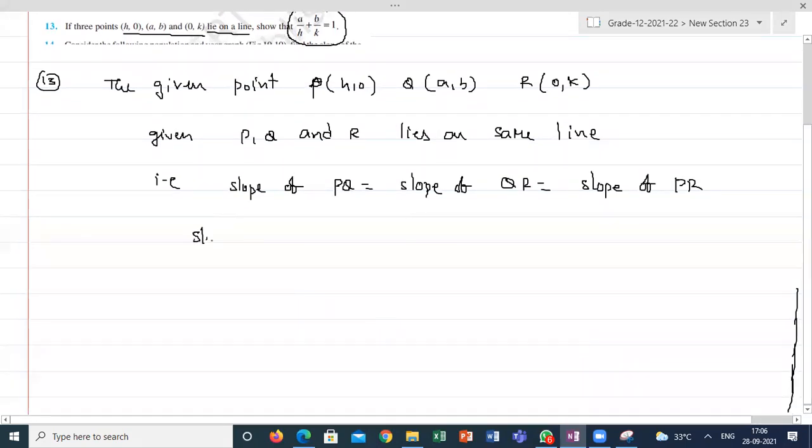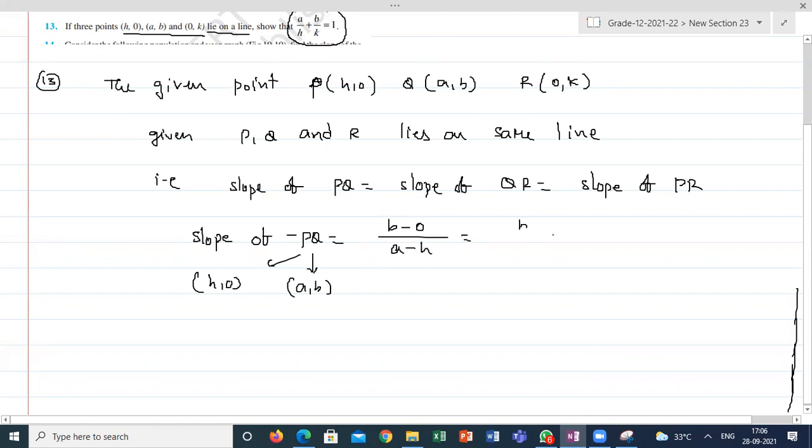So first I'm taking the slope of PQ. According to the definition, the P point is (h, 0) and the Q point is (a, b). So I can say (b minus 0) by (a minus h). This will be b divided by (a minus h). This is my first one.